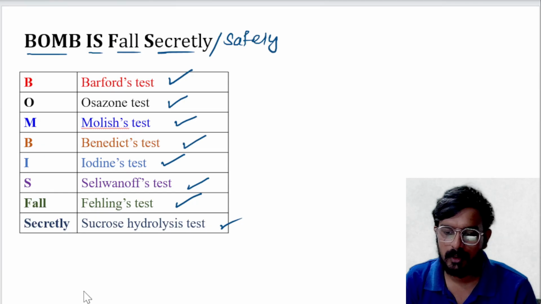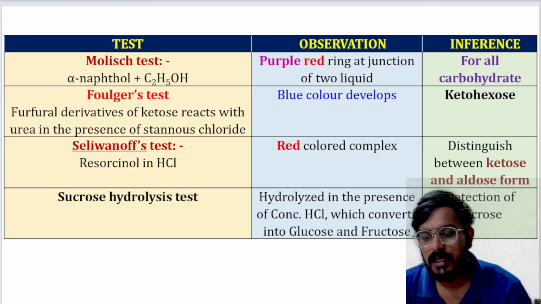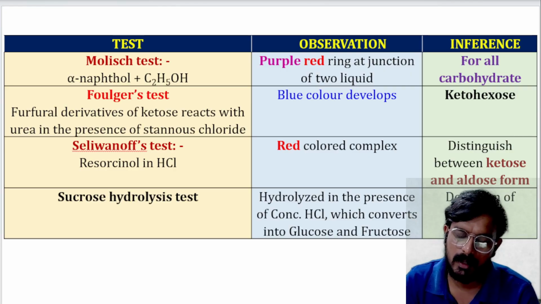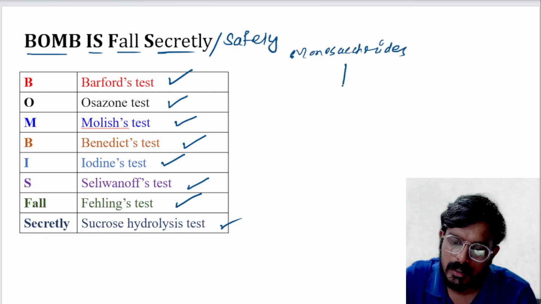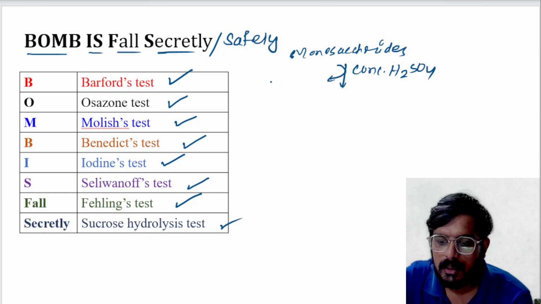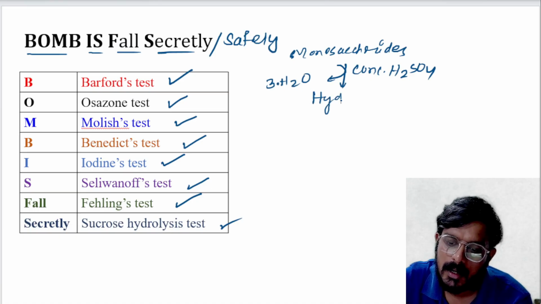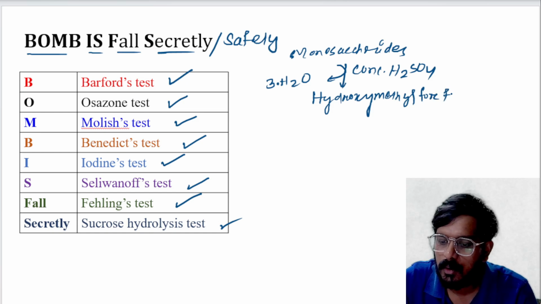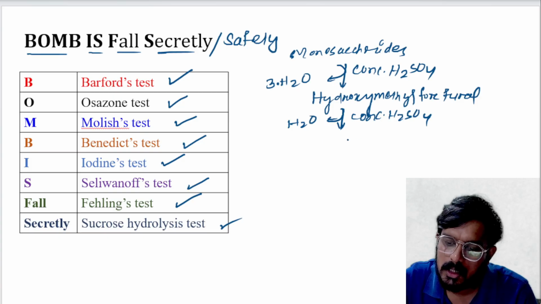So the first important test of today's discussion is Molisch test. Molisch test is one of the common tests for the identification of all types of carbohydrate. When carbohydrate or monosaccharides react with concentrated sulfuric acid, it will eliminate three water molecules due to a dehydration step to form hydroxymethyl furfural. Now this hydroxymethyl furfural, again in the presence of concentrated sulfuric acid, undergoes dehydration again, which leads to furfural.